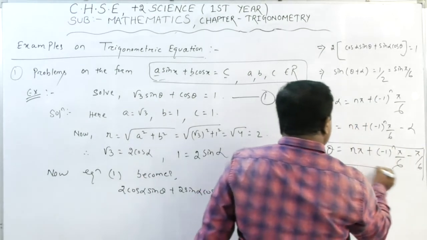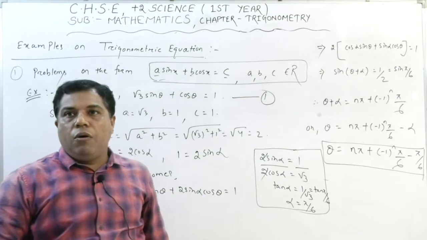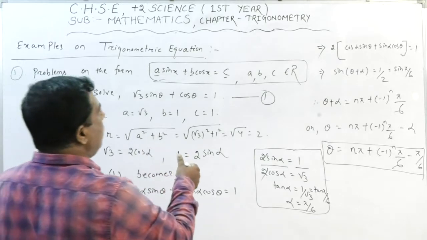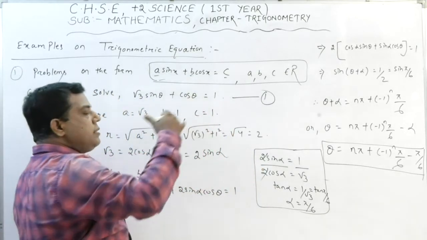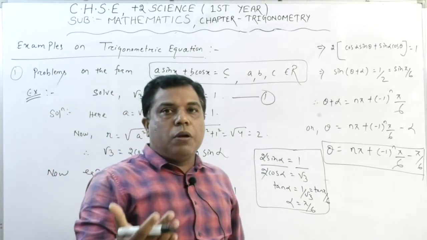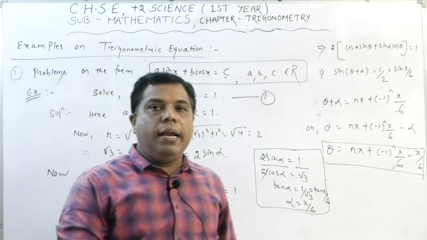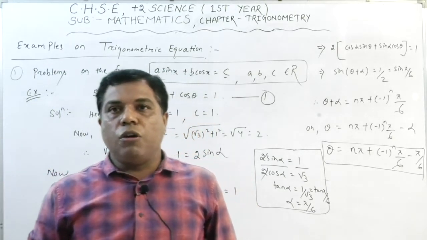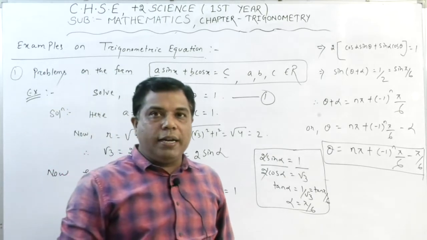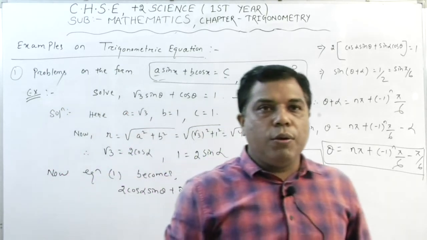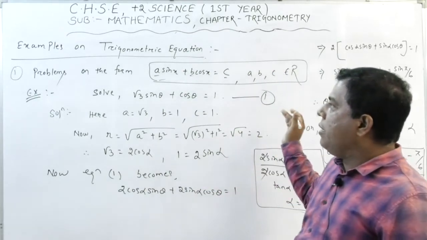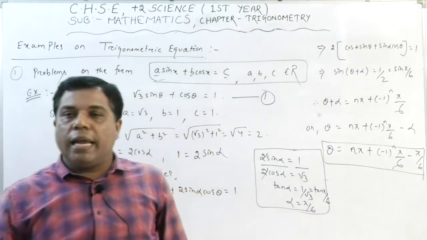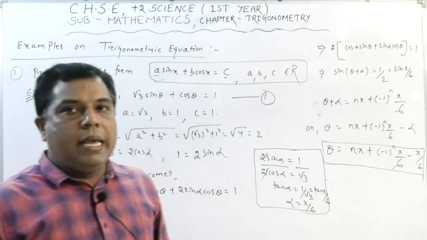Okay dear students, I hope you are now getting better clarity on solving this type of problem, where we can replace A and B by R cos alpha and R sin alpha as per the suitable procedure, and proceed further to get the unknown quantity. Now we will approach another type of trigonometric equation problem.